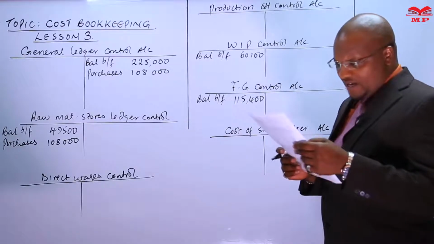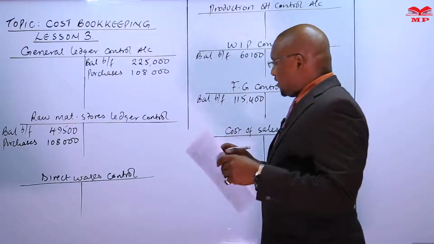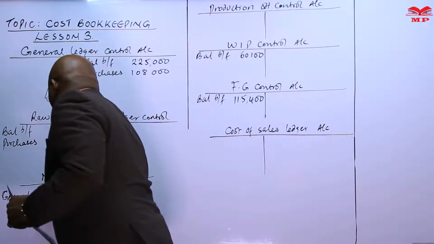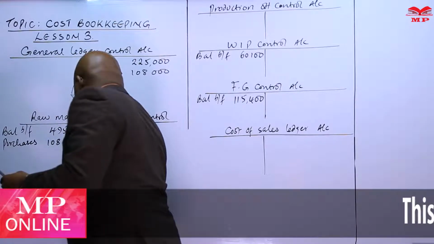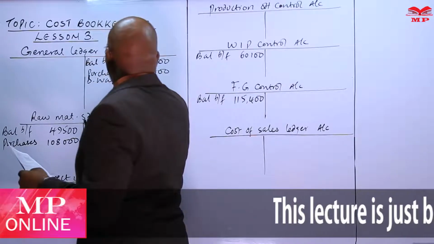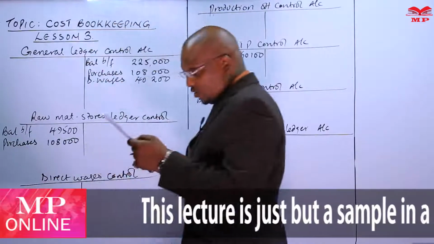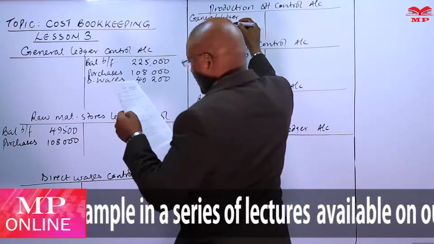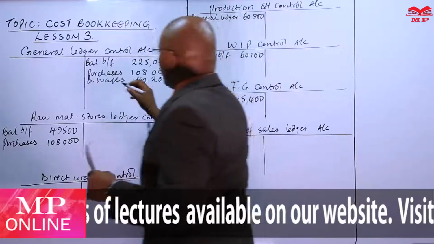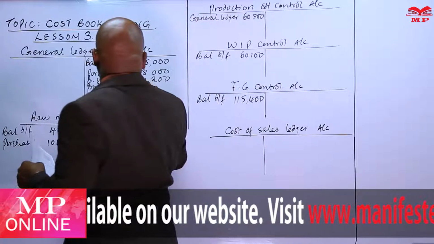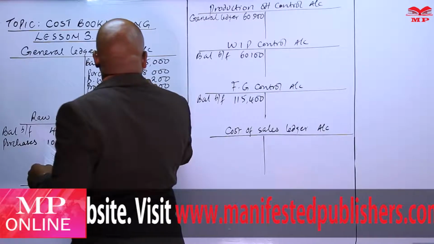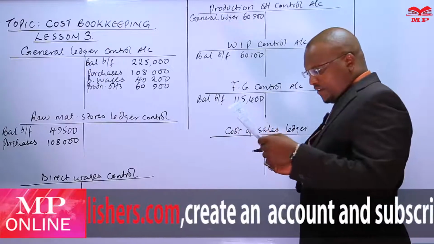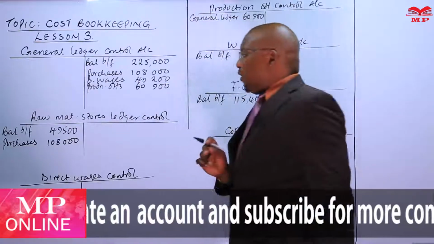Then another thing is wages. I can see wages of 40,200. This, of course, is the general ledger, direct wages of 40,200. That will not differ. The overheads also, we have the general ledger, 6,900. So this is production overheads, 6,900. And the sales and all that will not differ. So that now we can look at the double entry. We don't have much problem.